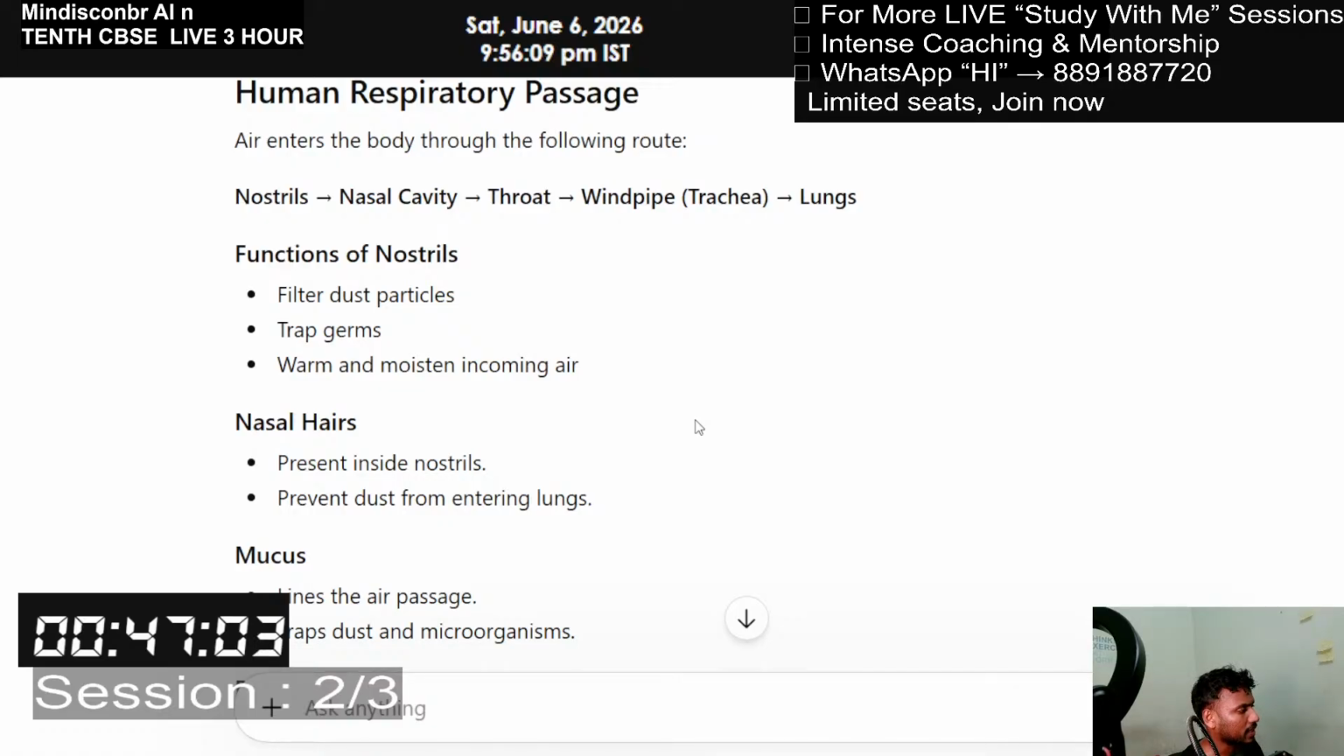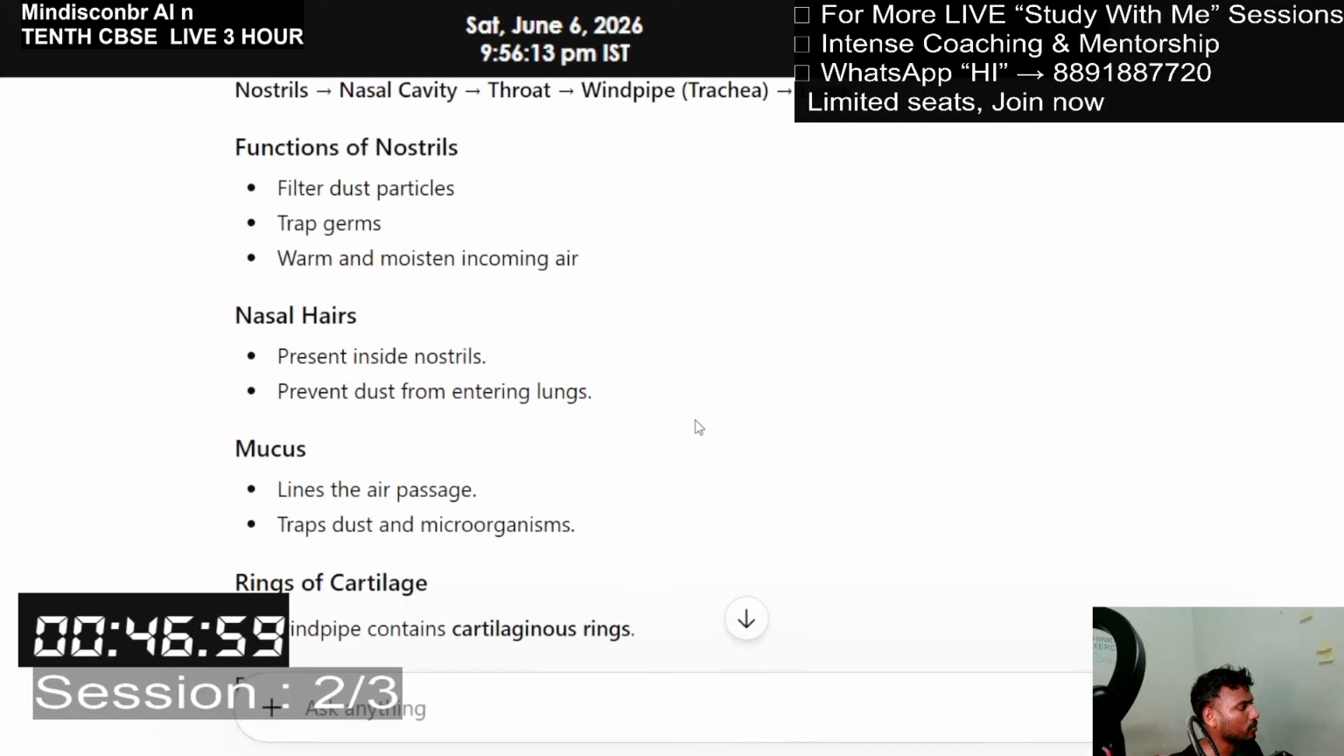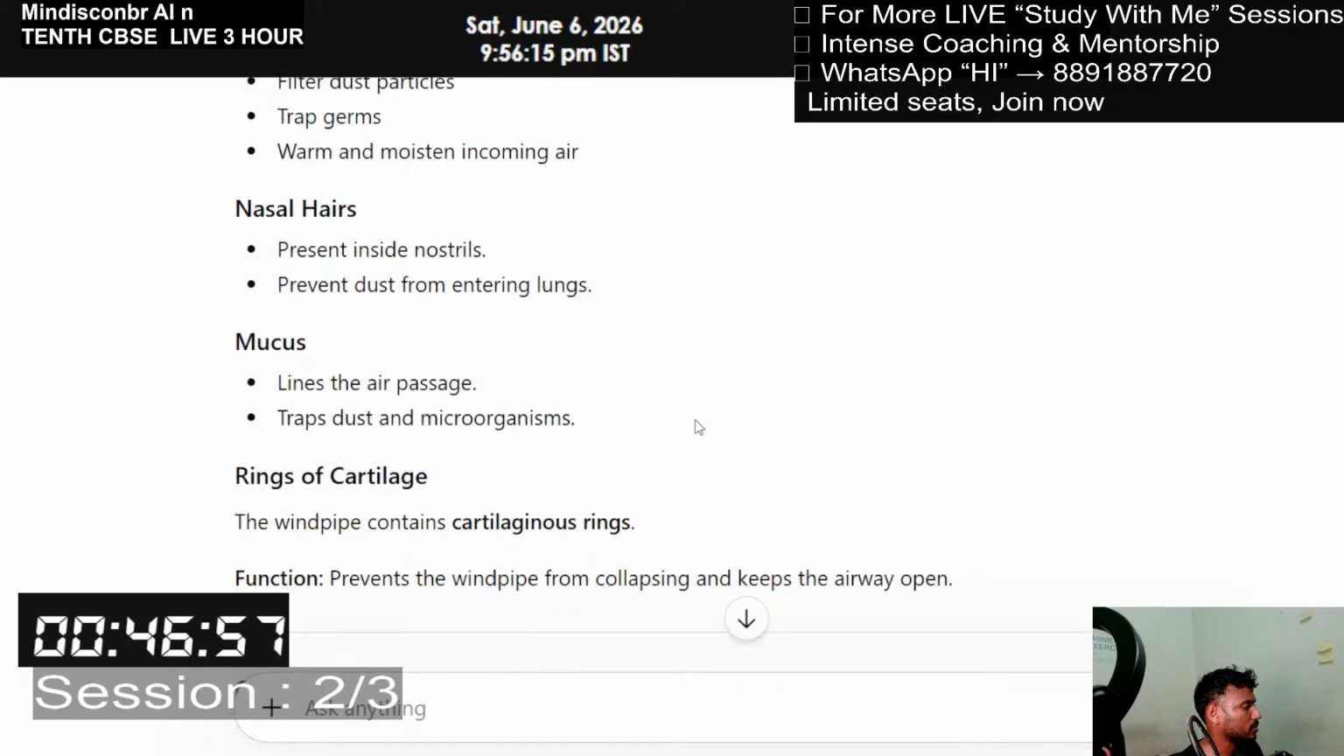Mucus lines the air passage. Traps dust and microorganisms.